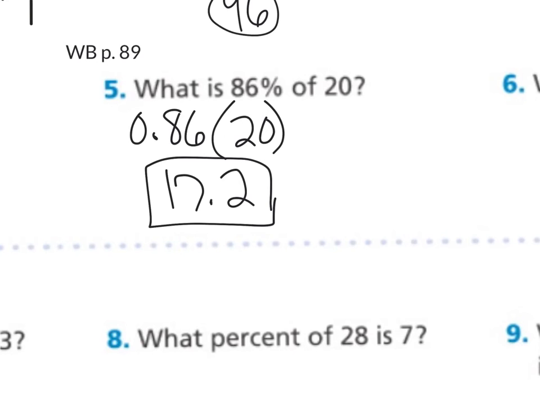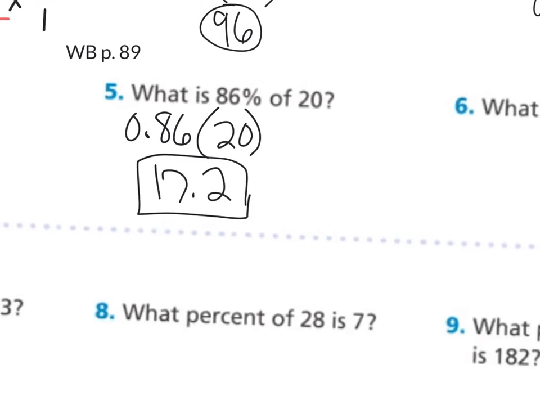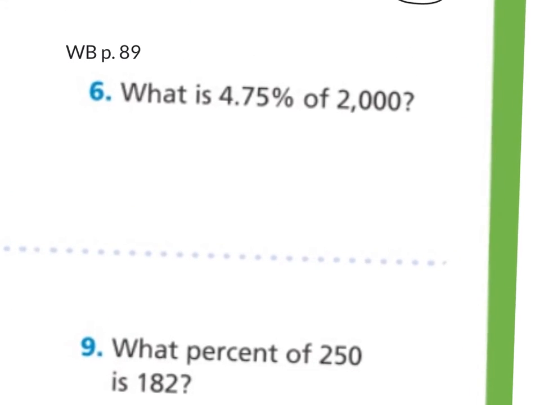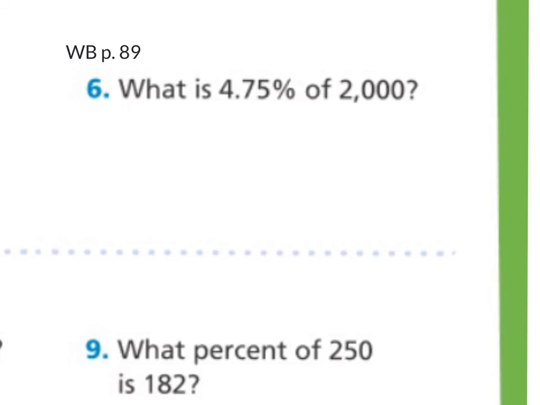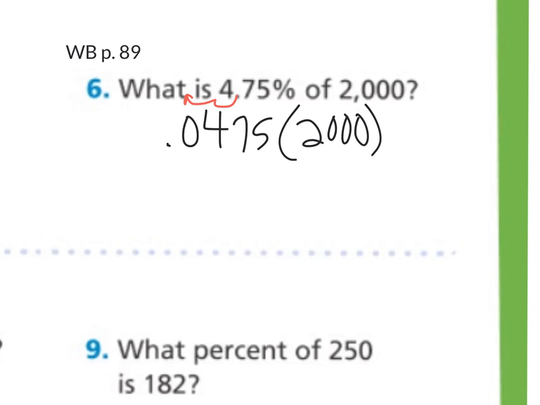And number 8, 4.75% of 2,000. Well, it's a small percent, but it's a big number that we're looking at here. So again, make sure your decimal gets moved 2 places. Means we have to add a 0 here. 475 ten-thousandths, 0.0475 times 2,000. And when you work that out, it's going to be 95. So this covers the first part of finding percent of a number.